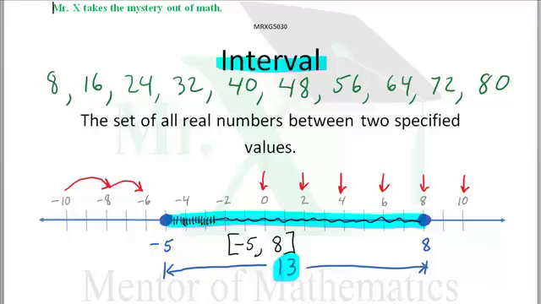And if we wanted only the points in between -5 and 8, then what we would do is make these dots hollow and our brackets turn into parentheses, and now we do not include the endpoints, and now we just have the values in between but not including -5 and 8.